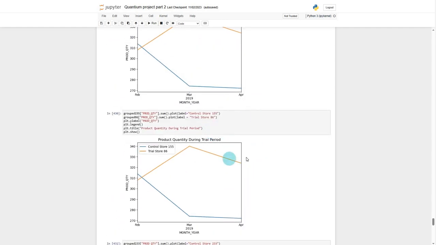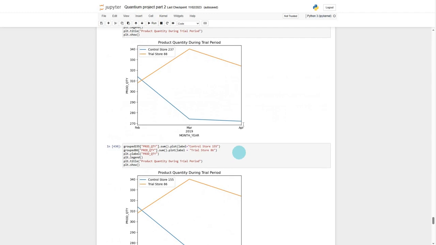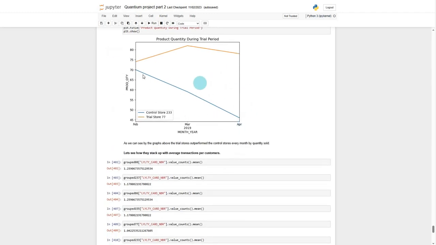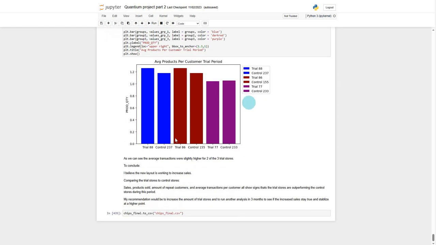Then this is looking at product quantity. Just not much difference graph-wise versus total sales. This one was probably the most different, as this is almost a linear decline. And then looking at the average products per customer during the trial period, we can see the first group, second group, and third group of stores. Trial store 88 versus 237, 88 had more products per customer sold. Same thing with trial store 86, and trial store 77 performed slightly less than 233.